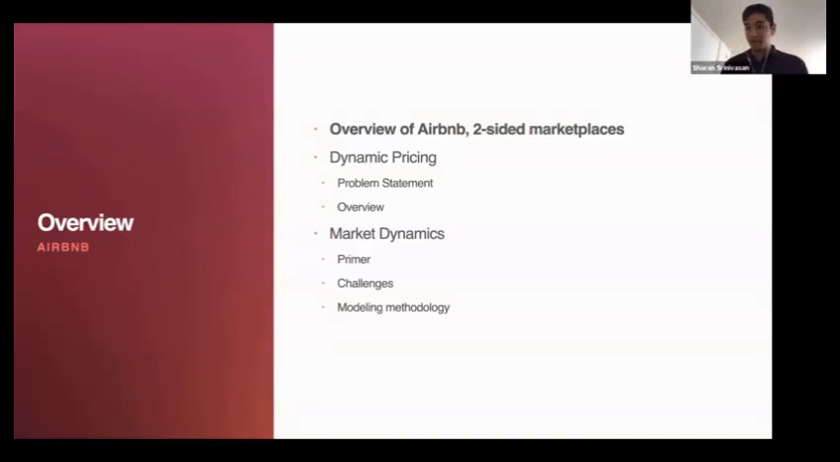So the talk today will be split into three parts. Initially, I'm going to give an overview of Airbnb and what two-sided marketplaces look like. Where does pricing fit into this entire scheme? And then I will go into pricing itself as a problem and try to motivate the problem statement, give everyone an overview of what we're talking about. And finally, I will go into some of the deeper technical challenges into what market dynamics affect optimal pricing policy, and go into the algorithms and a little bit more into the weeds of the technicals.